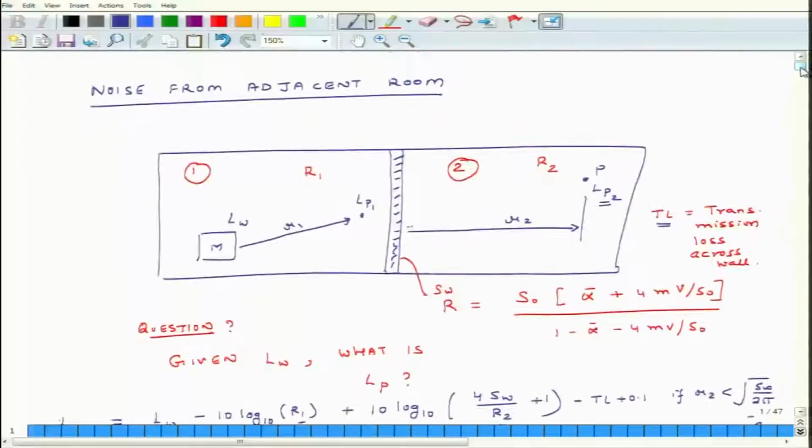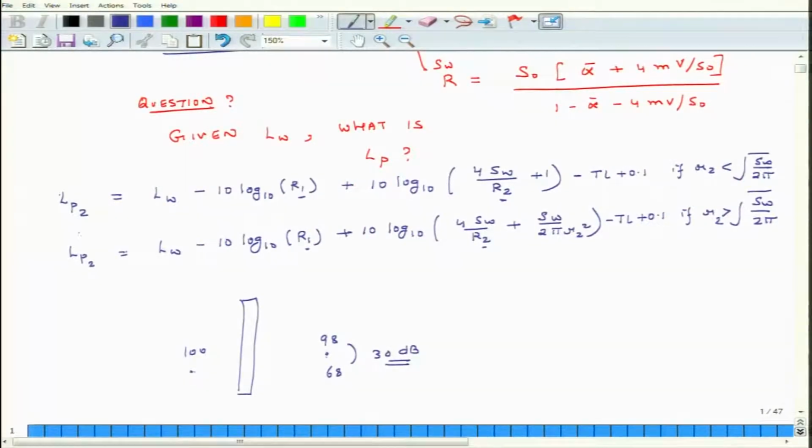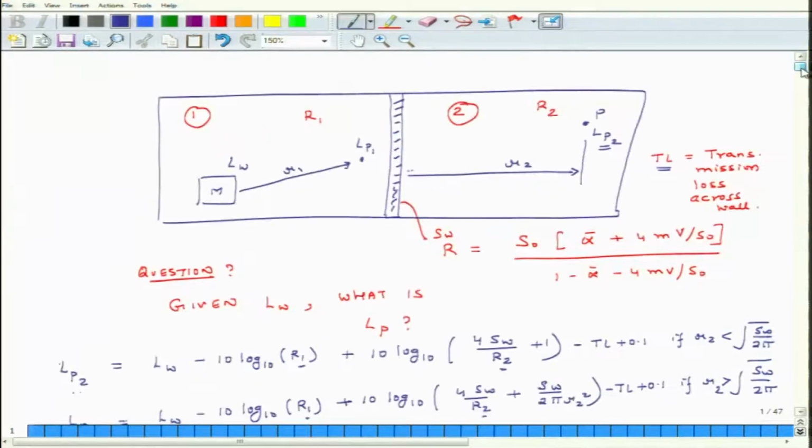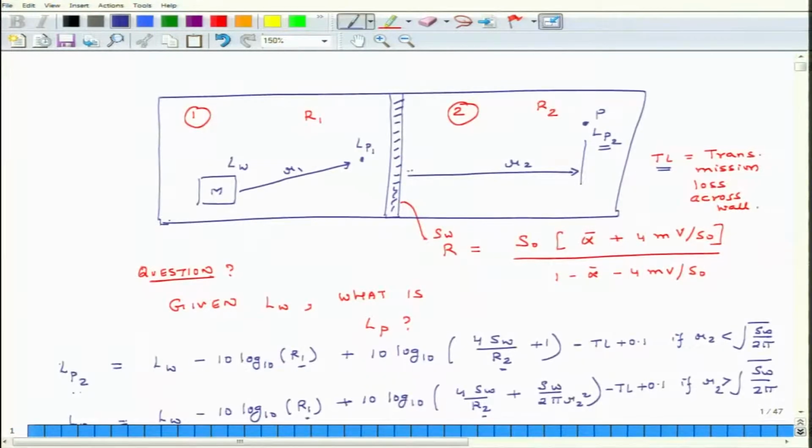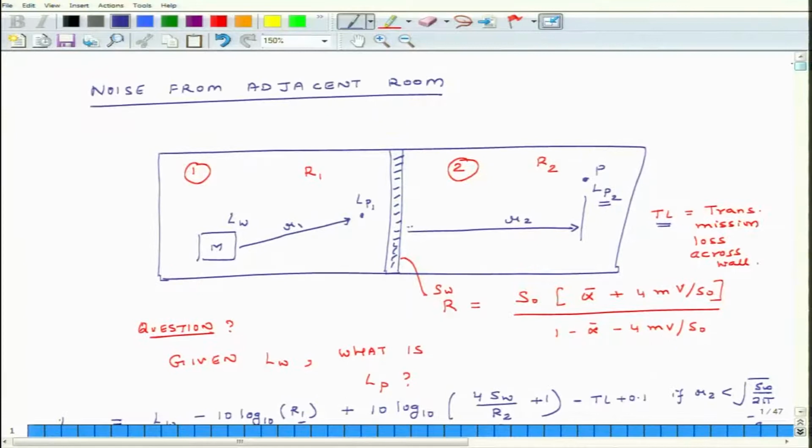So, if transmission loss is known, then you can calculate the sound pressure level in the adjacent room using these two relations. If the value of R2 is more than this ratio, SW divided by 2 pi, the whole thing under square root, then you use the second relation, otherwise you use the first relation. Okay. So, this relation helps us calculate what is the sound pressure level in an adjacent room if there is a machine which is creating a lot of noise.